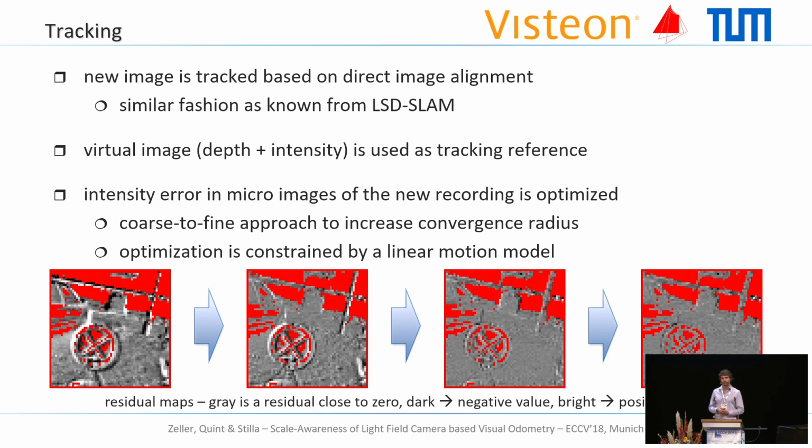We do this in a coarse to fine approach to increase basically our region of convergence, and we also constrain our optimization by a linear motion model. So basically we predict, based on the linear motion, the relative pose of our newly recorded frame, and we use that to constrain our optimization. And here on the bottom you can see how, in the different iterations, our residuals are decreasing and how we end up with a very low residual at our optimum solution.